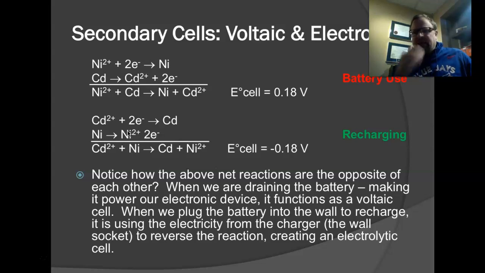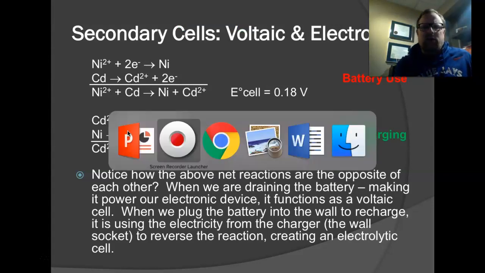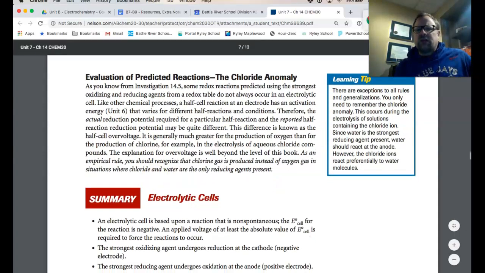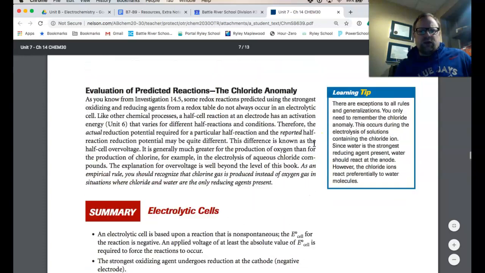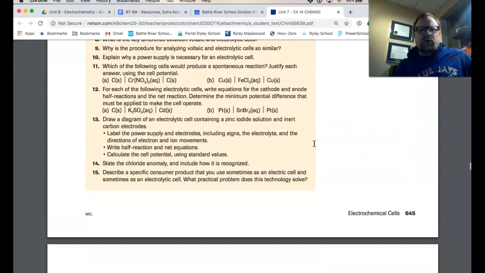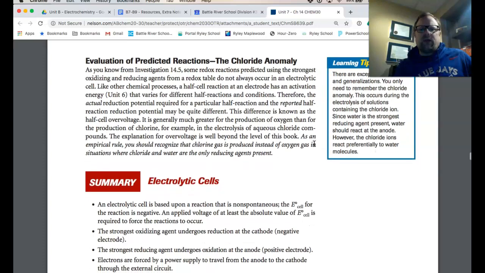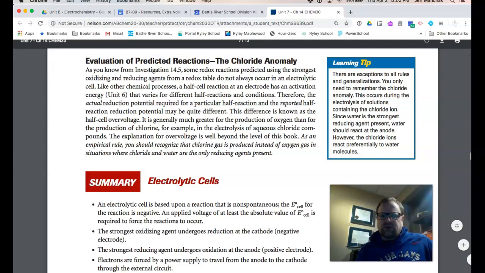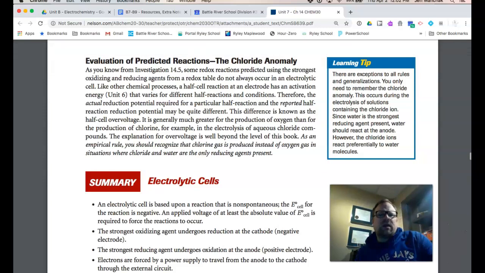What I'm going to do right now is talk about one last thing associated with concept B9, and that's something called the chloride anomaly. I'm just going to pop open a page in your textbook. I should scroll down and show you. It's in section 14.3, page 645. I'm going to move my video down here too, just so that you guys can see. It's talking about the chloride anomaly.